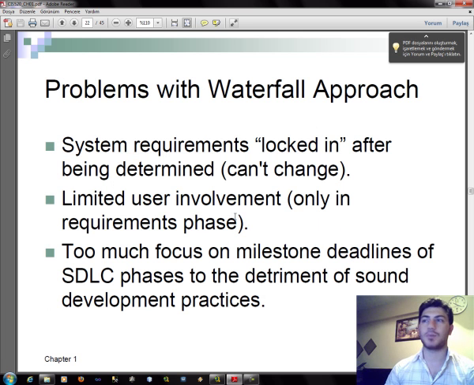Problems with the waterfall approach. System requirements are locked in after being determined. It means it can't change. Limited user involvement, only in the requirement phase. Too much focus on milestones and deadlines of SDLC phases, to the detriment of sound development practices. It means too much focus is harmful.